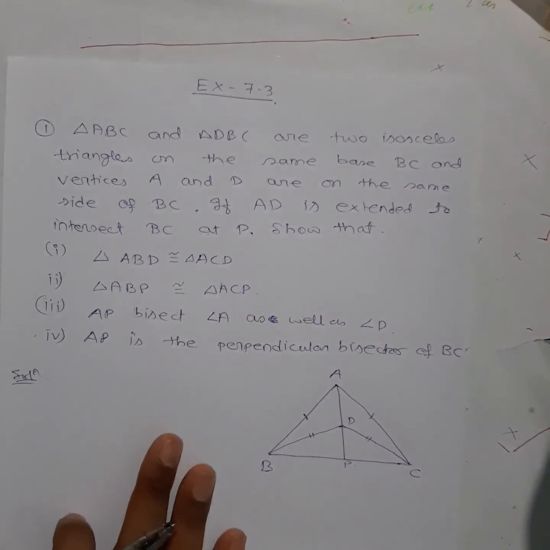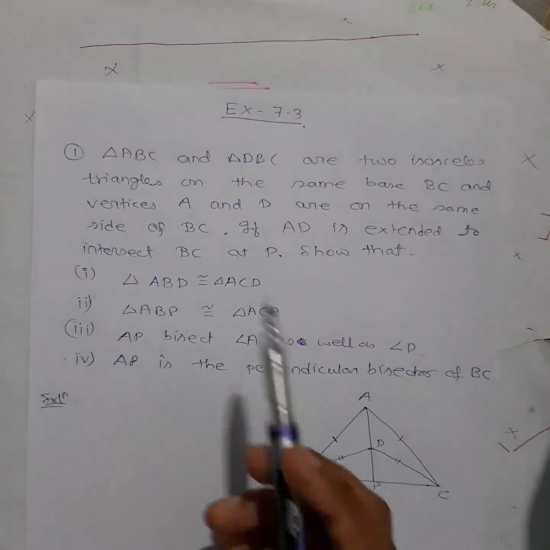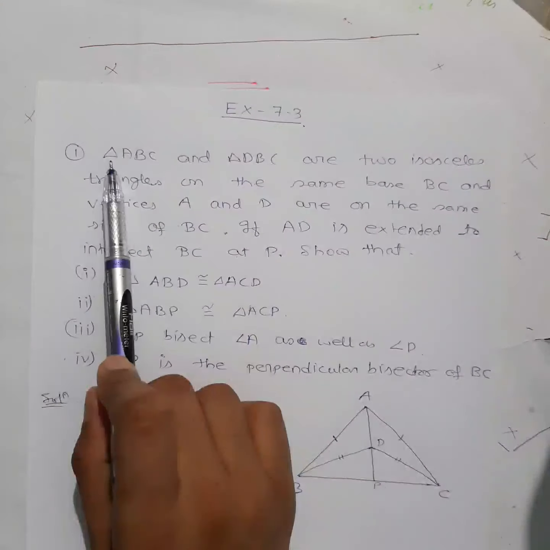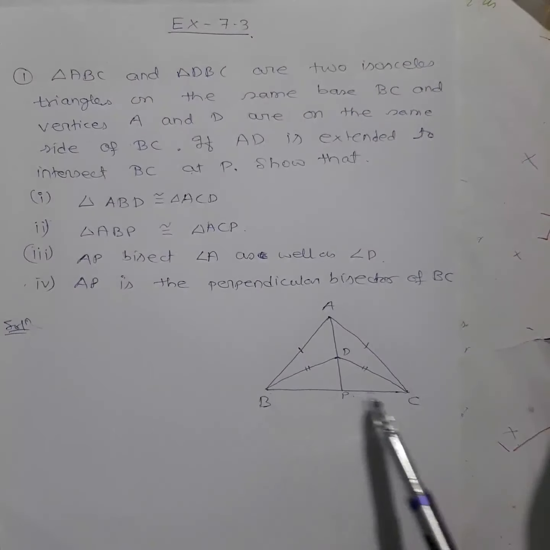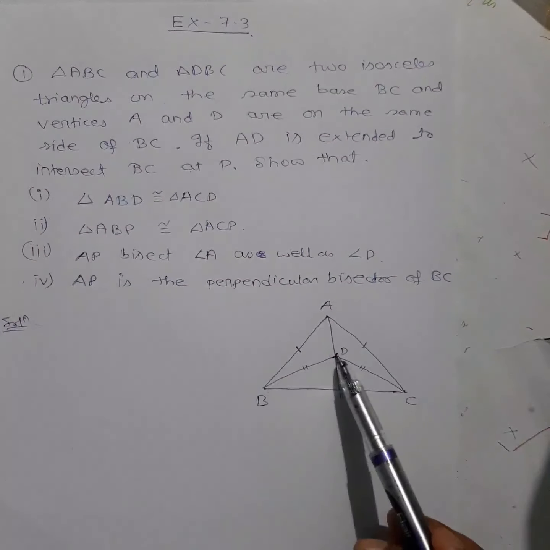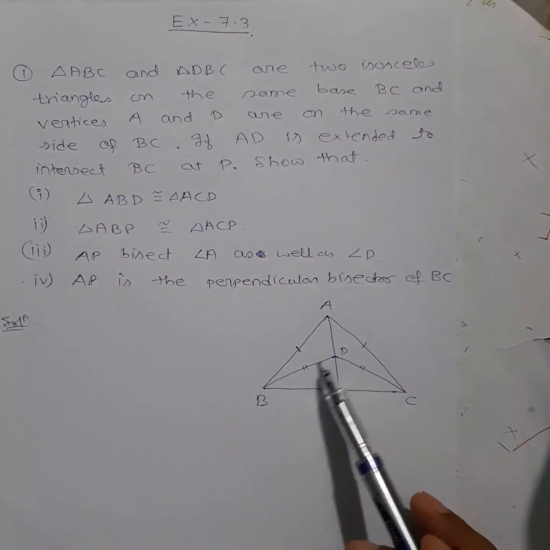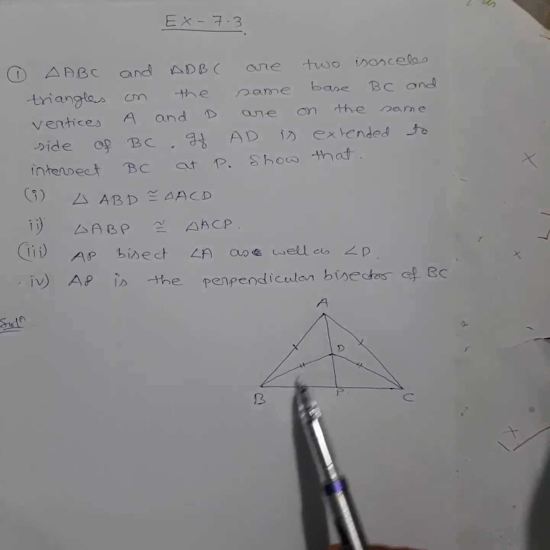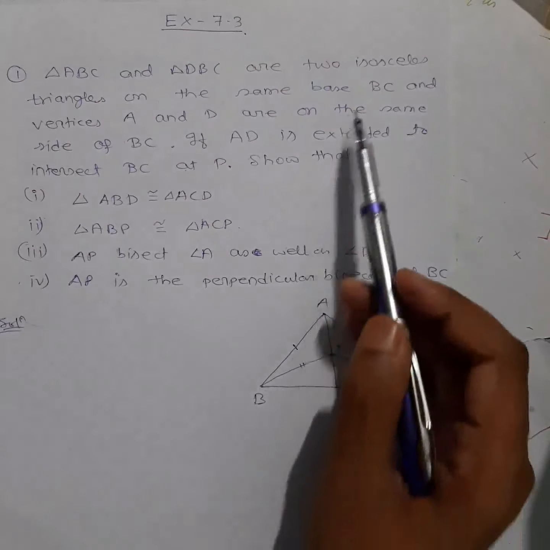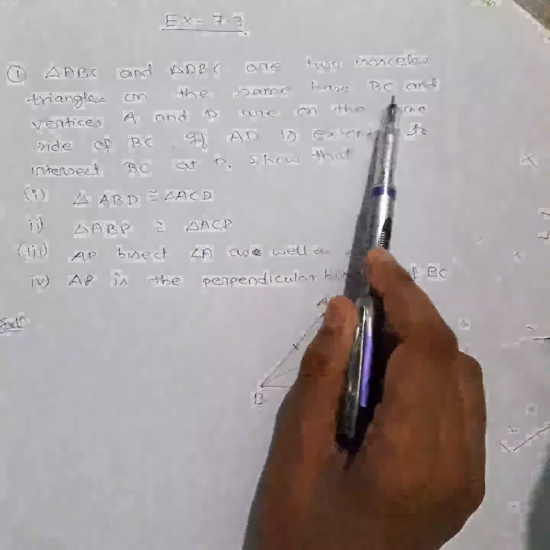Okay, so next is exercise 7.3, question number 1. What it says: triangle ABC and triangle DBC. Triangle ABC, this big triangle, and triangle DBC, this small triangle, are two isosceles triangles. So this big triangle is an isosceles triangle, this also an isosceles triangle, on the same base BC.